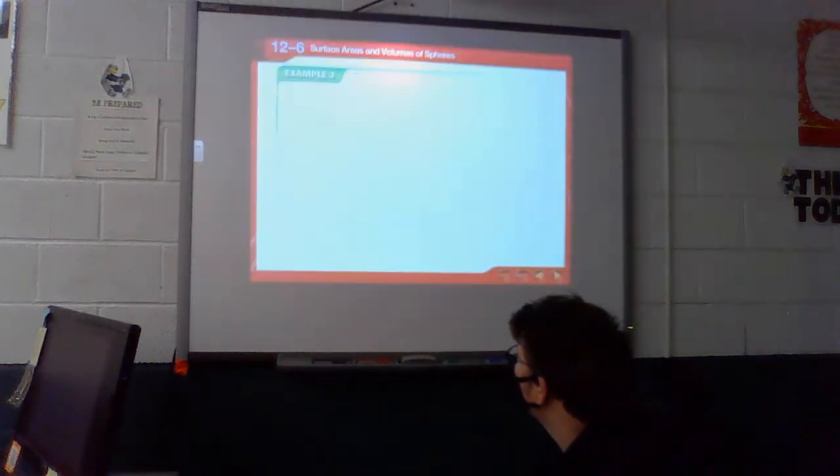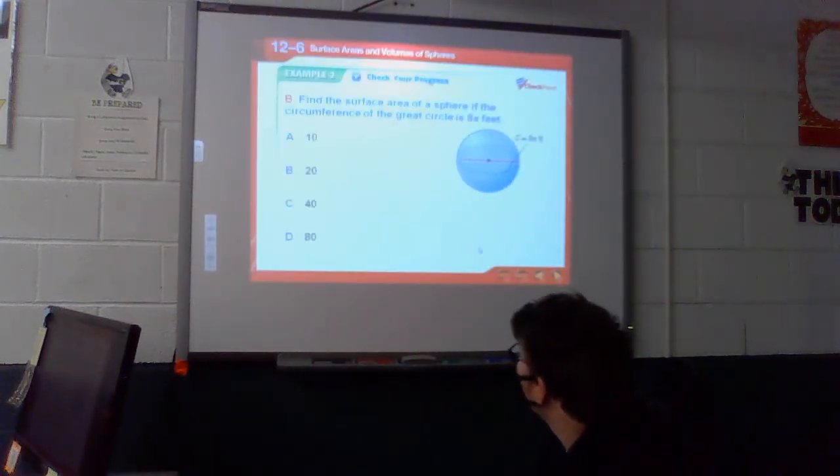So how about this one? Find the surface area of a sphere if the circumference of the great circle is 8 pi. So when they say circumference, now we just got to change gears in our head, right? What's the circumference formula for a circle? Pi d or 2 pi r, right? So again, the first thing that I'm going to do is try to find my r, because my r is what I wanted here for my surface area, right?